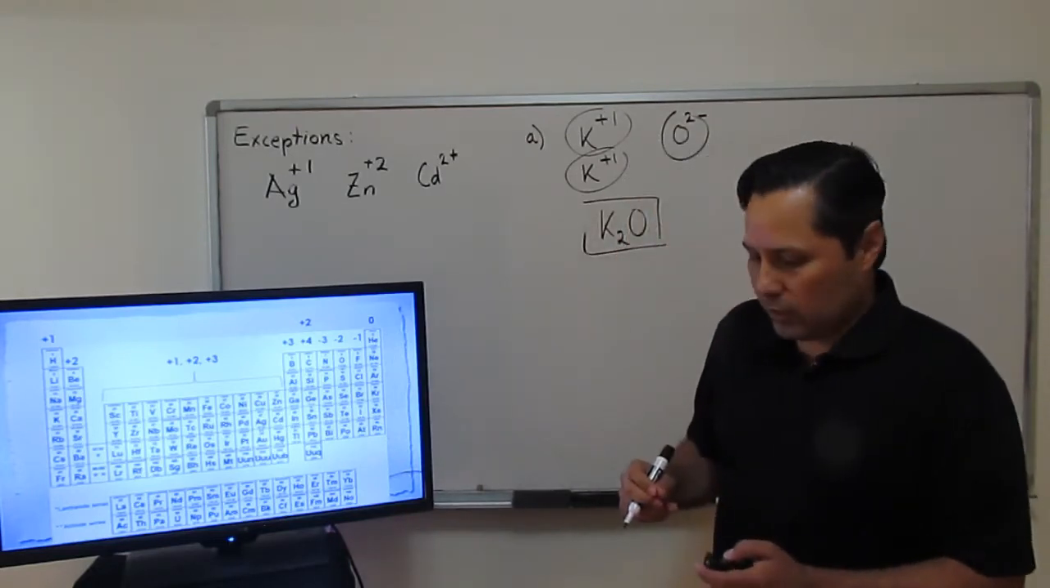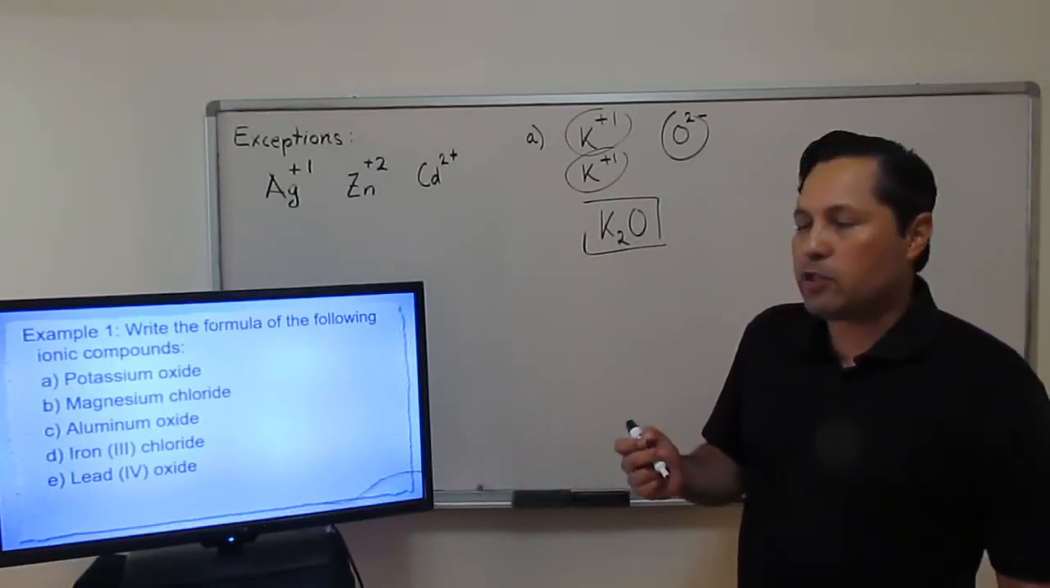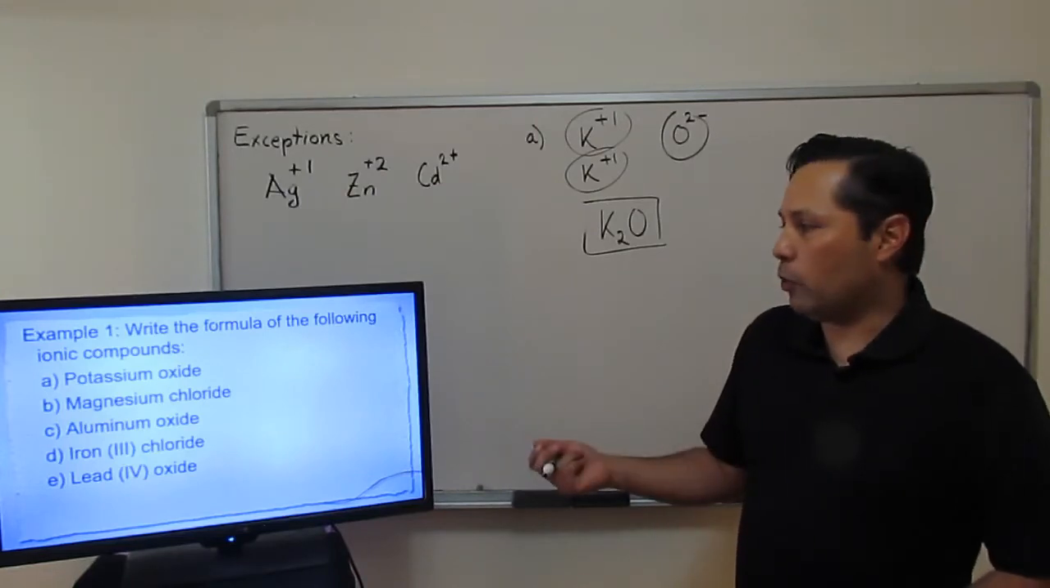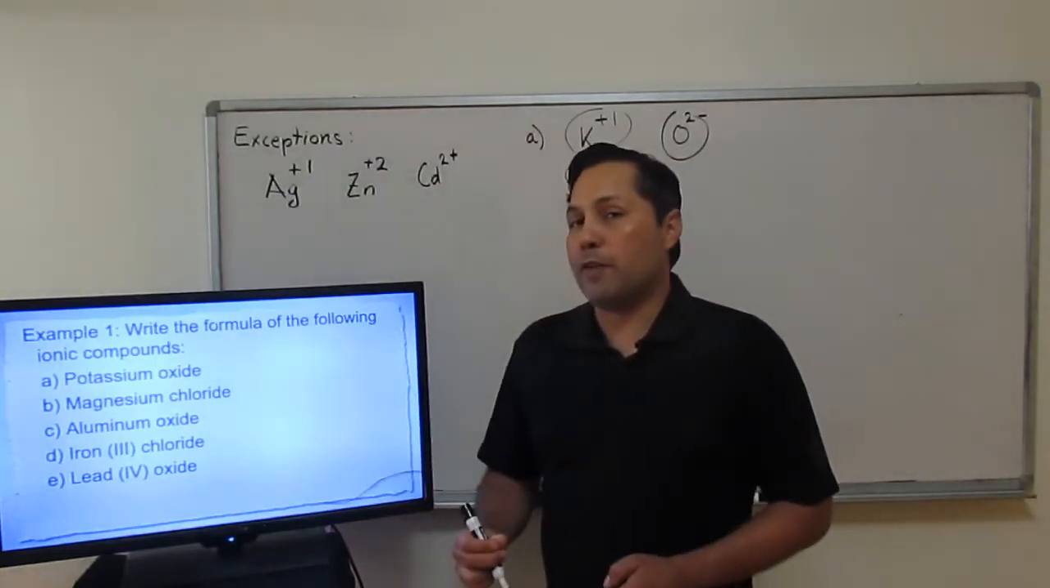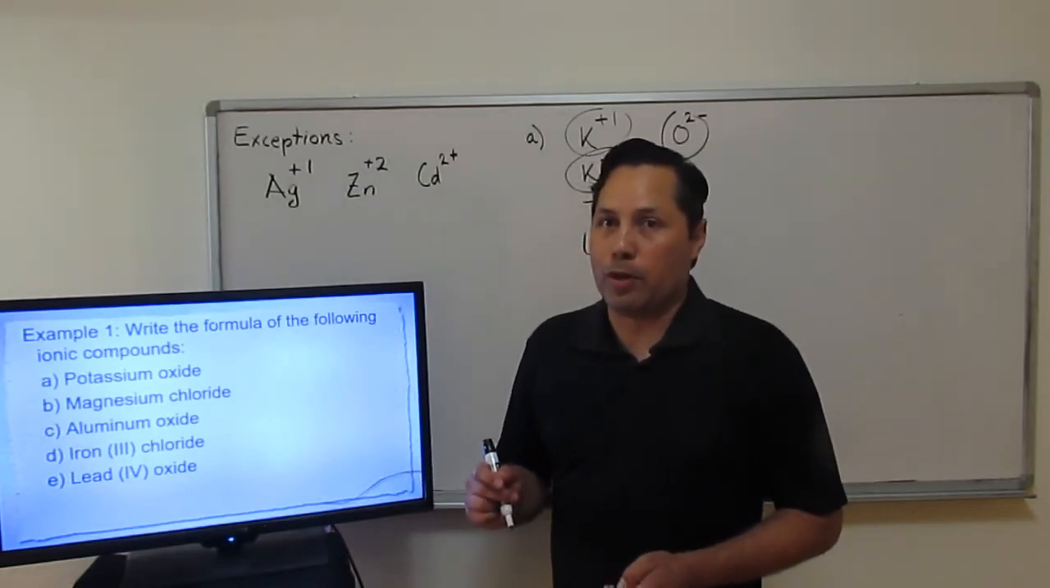Let's move along to letter B. On letter B, they say magnesium chloride. Again, we need to use the periodic table to figure out the charge of magnesium and of chloride. Again, chloride has been modified with that IDE ending. It is really chlorine that you'll be looking for in the periodic table.